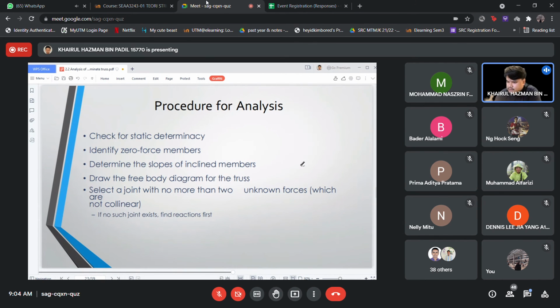For the procedure for analysis, check for static determinacy and identify zero force members. So this is the first part.